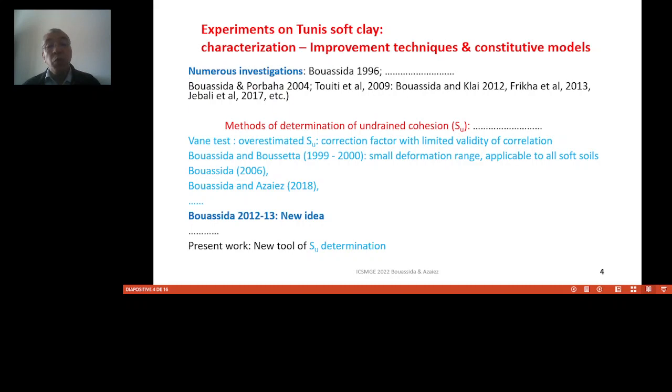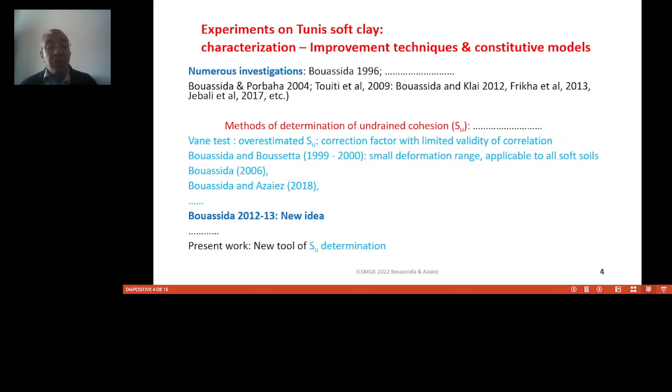About experimental works on Tunis soft clays, there were a lot of developments dealing with characterization, improvement techniques, and also constitutive modeling. So numerous investigations were performed since 1996, and the development in relation to this presentation is about the method of determination of the undrained cohesion.